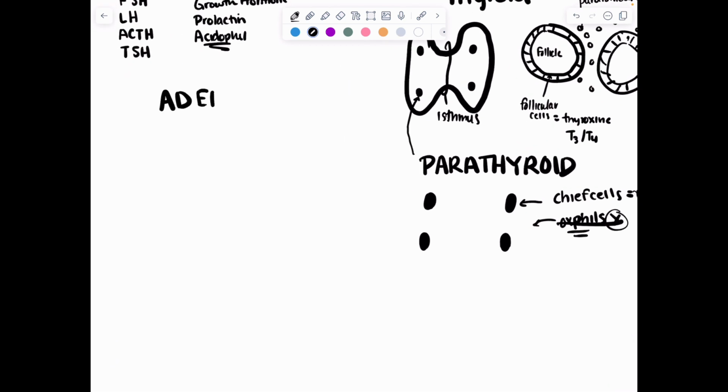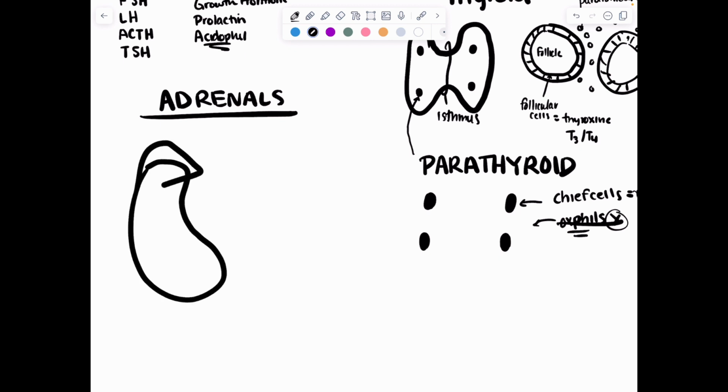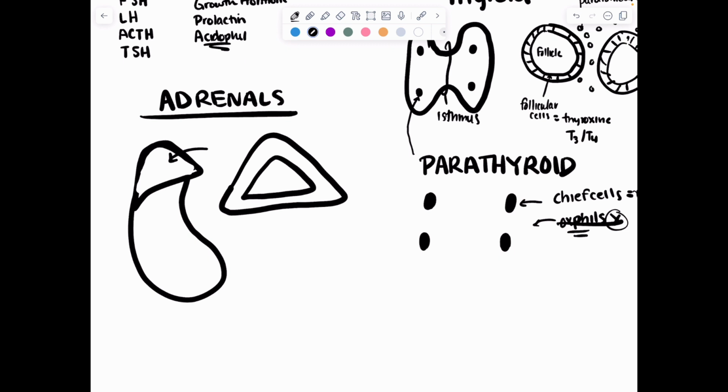Now the adrenals are found on top of the kidneys. So if here's my kidney, my adrenal gland is this kind of triangular thing on top of that. And my adrenal gland, if I zoomed in on that triangle, is kind of triangular and it's broken into 2 parts. The outer part we call my adrenal medulla, and the inner part we call the adrenal cortex.